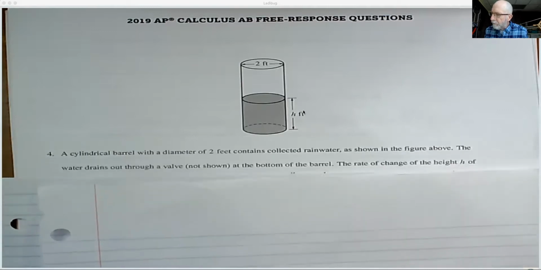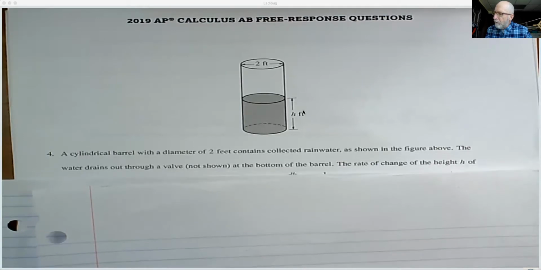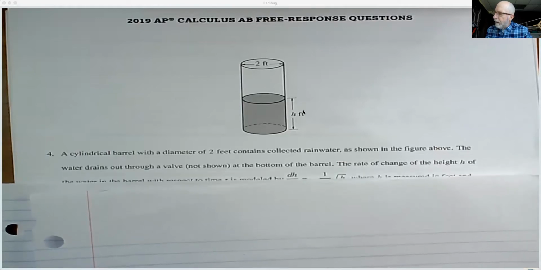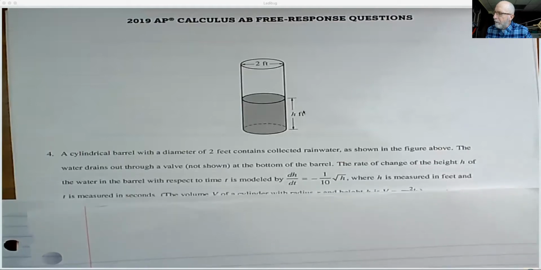And here are the directions. It says a cylindrical barrel with a diameter of 2 feet contains collected rainwater as shown in the figure above. The water drains out through a valve, which is not shown at the bottom of the barrel. The rate of change of the height of the water in the barrel with respect to time is modeled by dh/dt equals negative 1/10 square root of h.